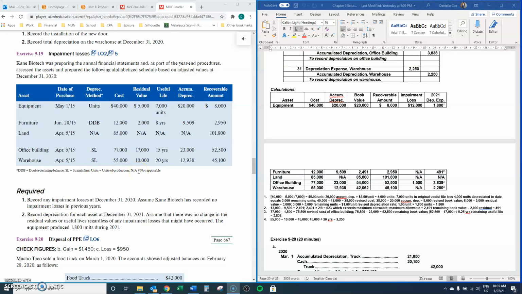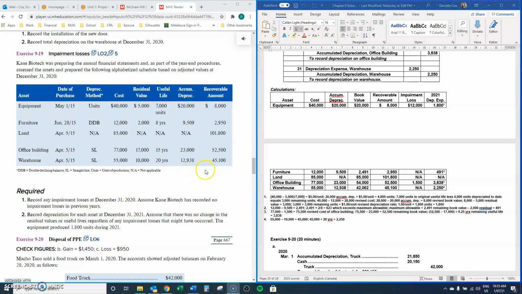Okay, let's take a look at exercise 9-19. This one is on impairment losses. The company was preparing their financial statements, and as part of the year-end procedures, they assessed the assets and prepared the following schedule. For part 1, we're to record any impairment losses at December 31st.